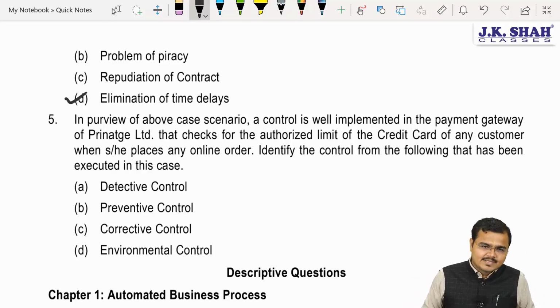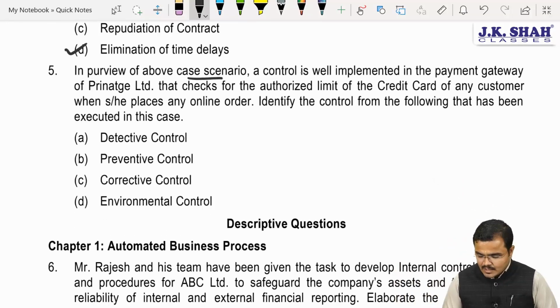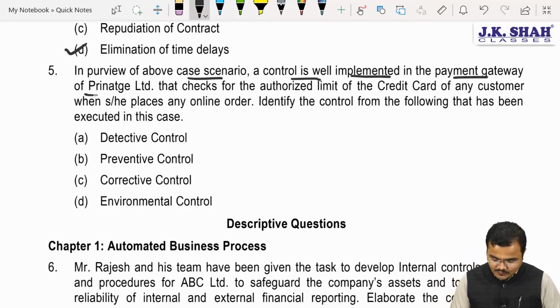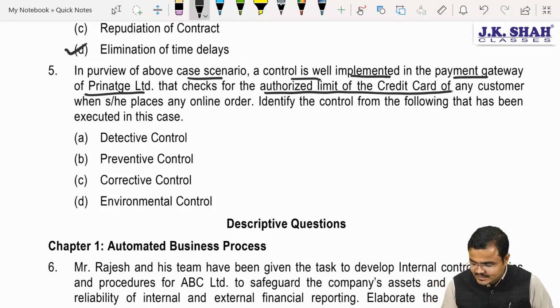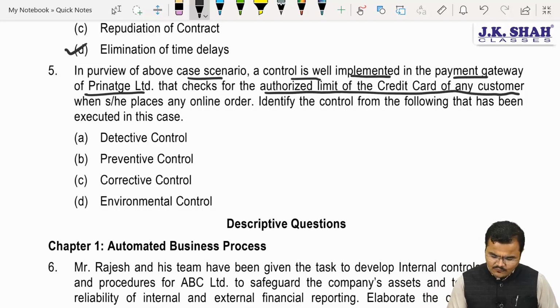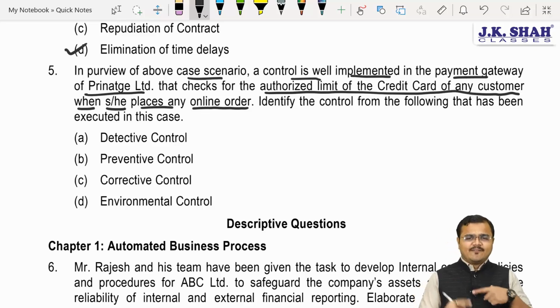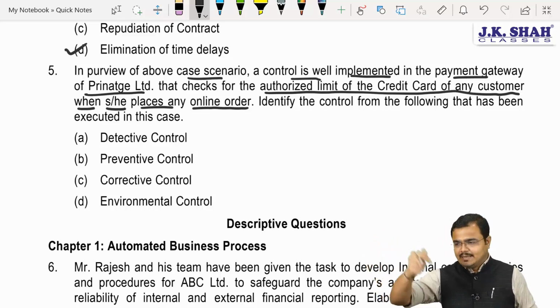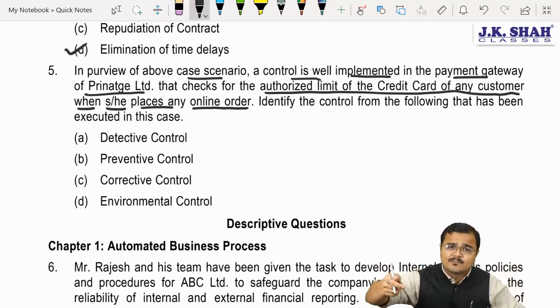Agree? Yes sir. Finally, Chartered, in purview of the above case scenario, a control is well implemented in the payment gateway of the Printage Limited that checks for the authorized limit of the credit card of any customer when she or he places any online order. So every time, Chartered, whenever the person is placing an order, it will check with the aggregate credit limit once again, every time, I have to say. Agree?